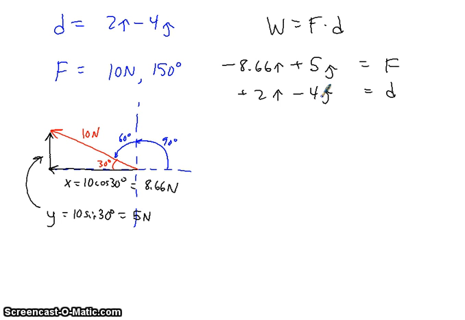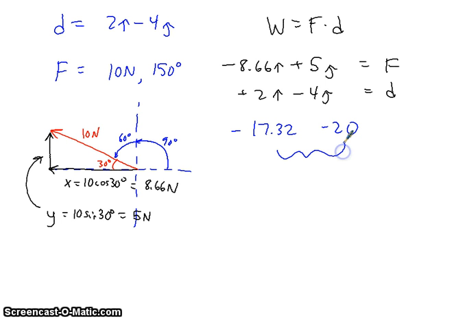So here we go. It's simply 2 times negative 8.66, which is equal to negative, I'm just going to double check my math there, negative 17.32. Now the answer is neither i nor j because work doesn't have a direction. Work is not a vector. Likewise, negative 4 times 5 would be negative 20. Again, it's neither i nor j.